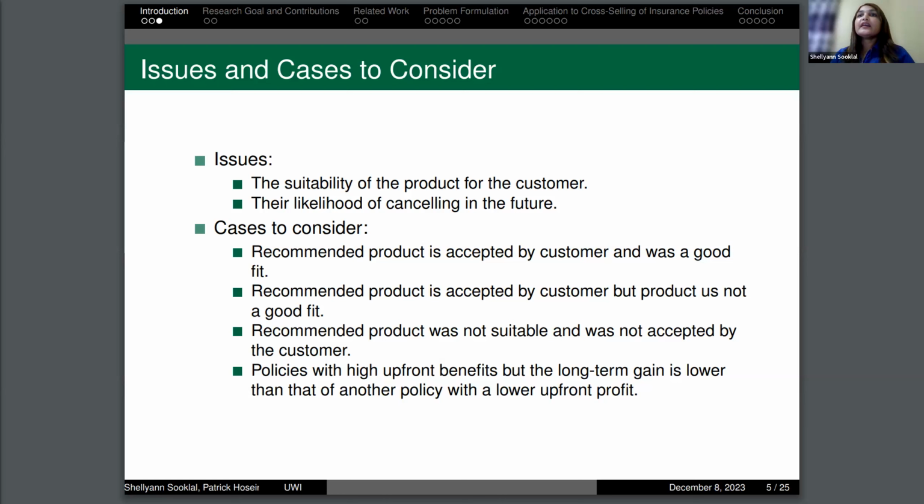On the other hand, if the product was not suitable and was not accepted by the customer, there's a likelihood that this can reduce trust by the customer and they may eventually move to a competitor. And then from the perspective of profits gained by a policy, there can be policies with high upfront benefits to the company, but the long-term gain is lower than that of another policy with a lower upfront profit.